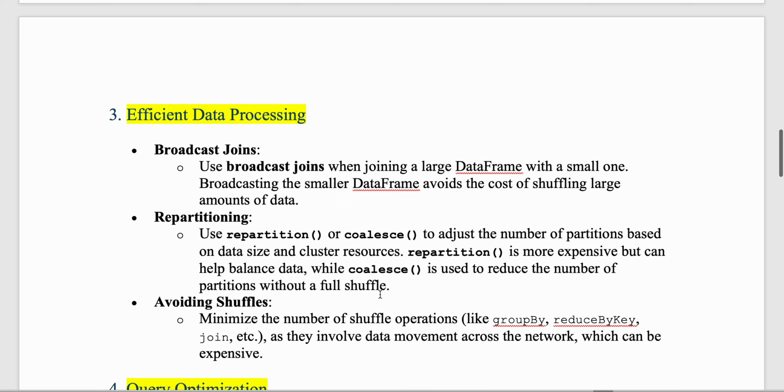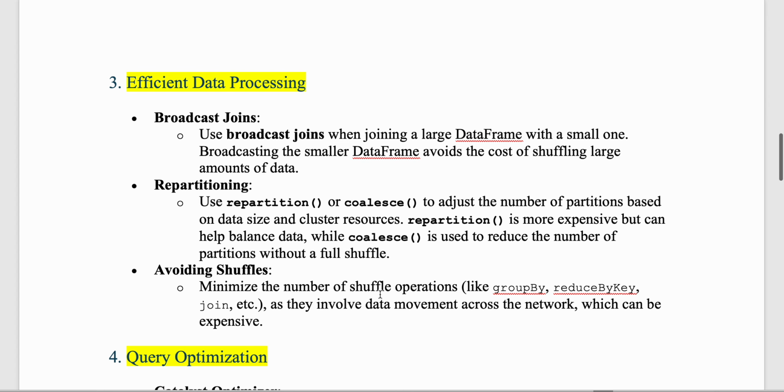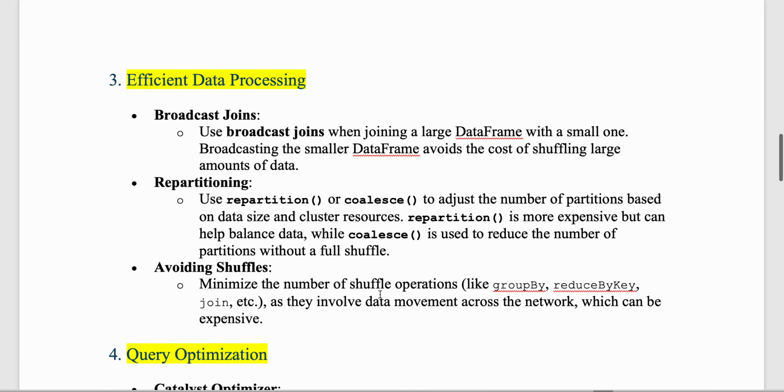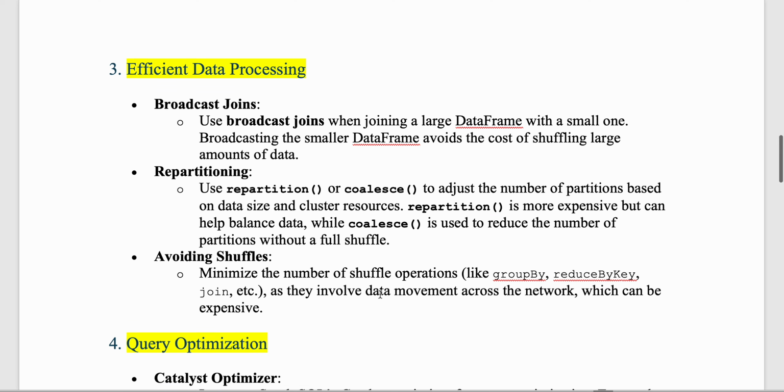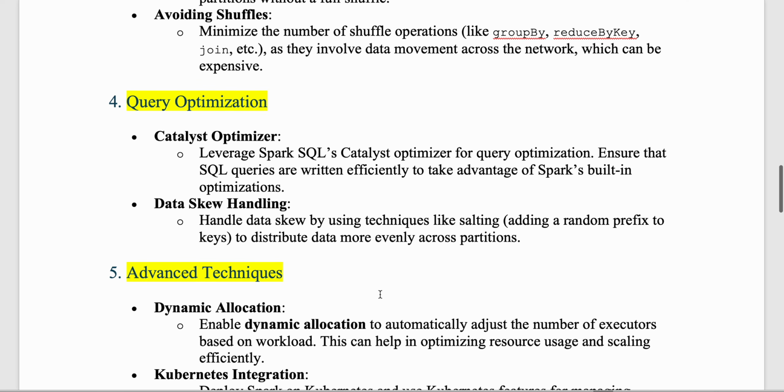Then you can use efficient data processing, such as broadcast join, repartition, or coalesce. You can also avoid shuffling operations like reduceByKey and groupByKey; if they are in your job, try to avoid them. Then in query optimization, you can take the help of the Catalyst optimizer. You can handle data skewness by salting or bucketing. So these are the techniques you can use.